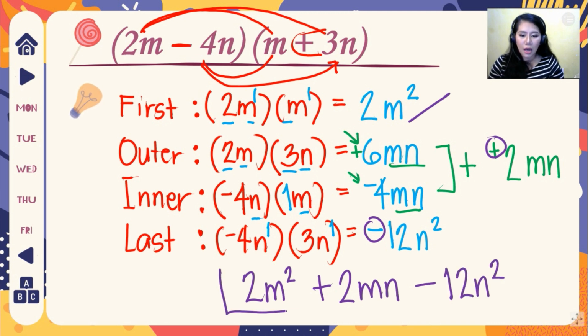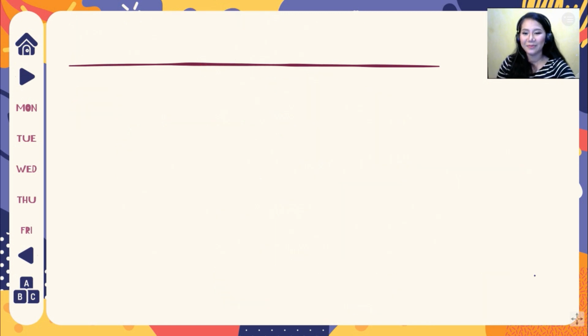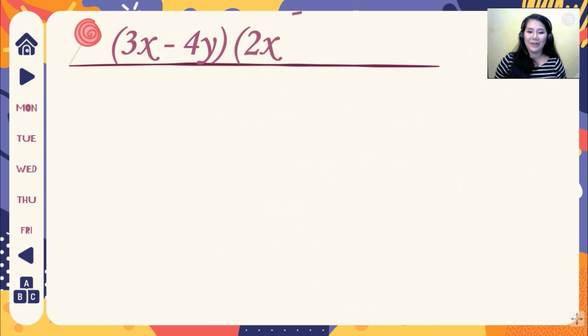This is our final answer. Okay? Ayan, medyo mahaba explanation. Next, let's have another example. Ayan. Ano, kaya nyo na? Kayang-kaya. Kailangan yung kayanin. Let's have the following.